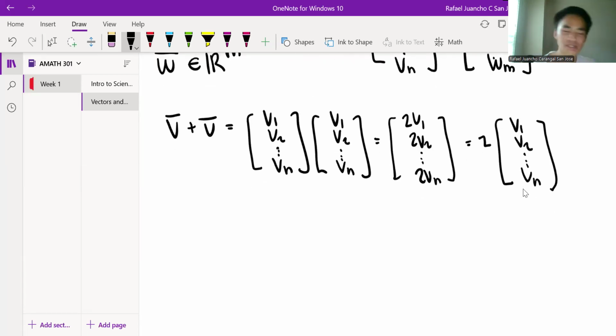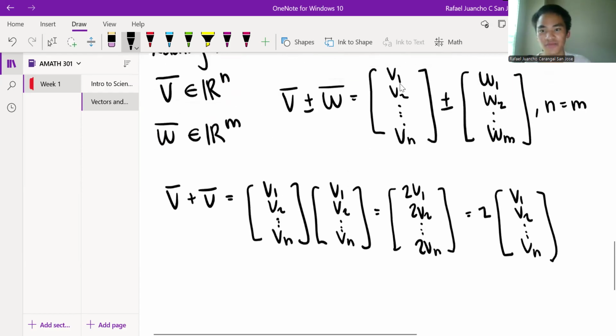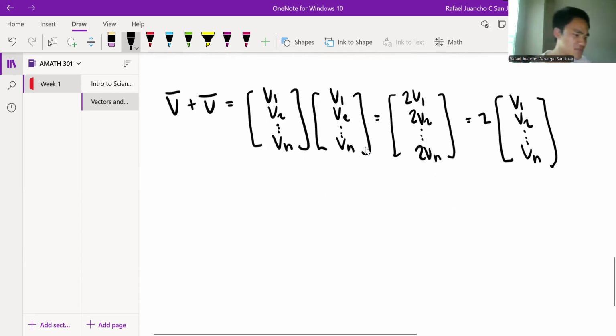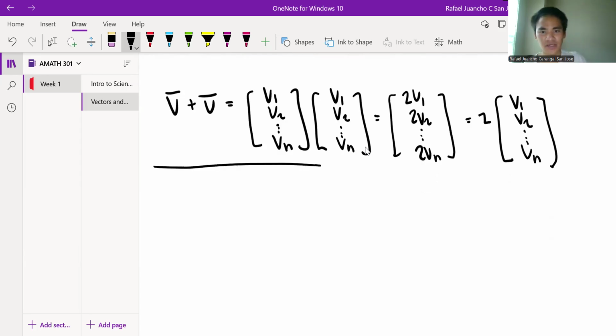So yeah, that's the idea of adding vectors. You're adding them based on their corresponding position, their corresponding row. So you add row 1 elements together, row 2 elements together, and so on and so forth. So that's that idea. Now we talked about adding and subtracting vectors.